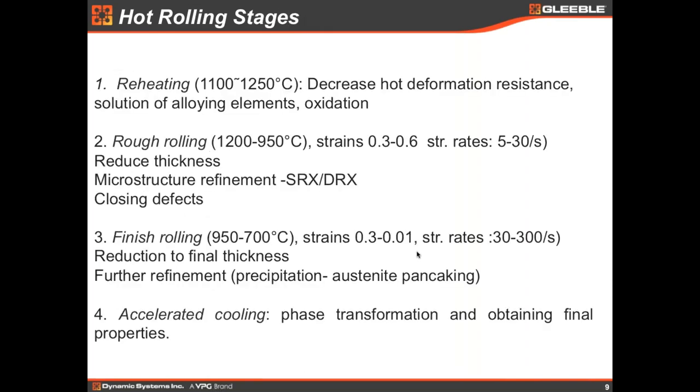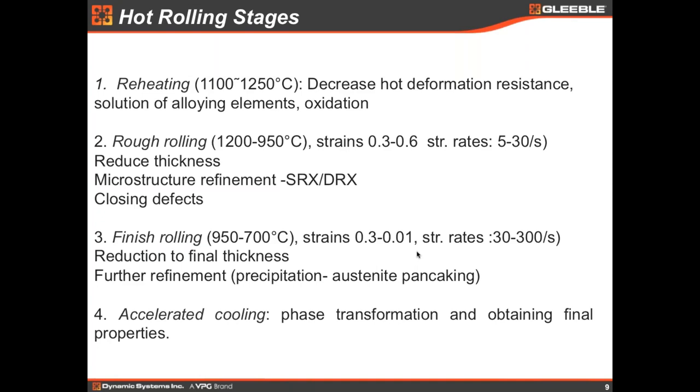And then the rolling stages. The first thing we do, if we have a slab, is we need to reheat the slab, and the aim of reheating, which usually happens between 1100 and 1250, depending on the process, if it's hot strip rolling or plate rolling, is to decrease hot deformation resistance, so we can apply strains at lower forces. Also, we put the alloying elements into solution, and of course, it causes some side effect. It causes some oxidation. Then the next stage is rough rolling, and it's usually performed between 1200 and 950 degrees, depending on the process.